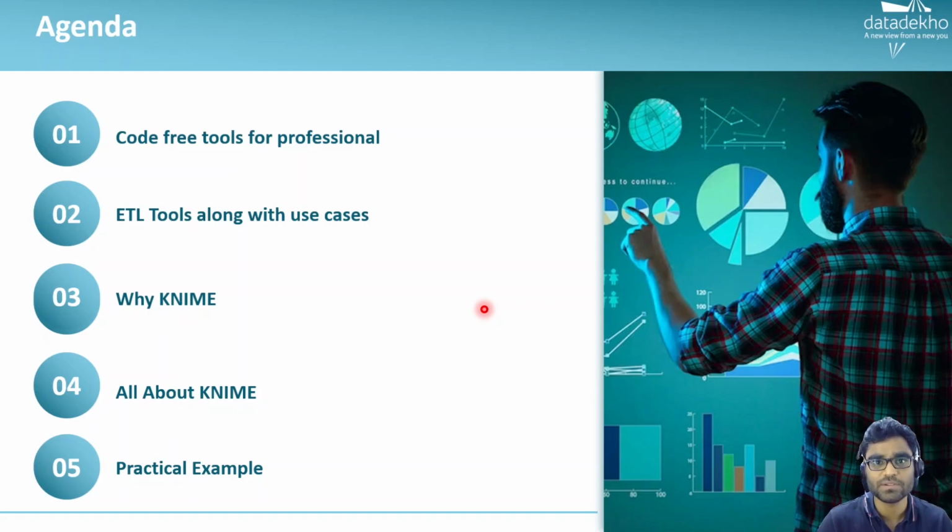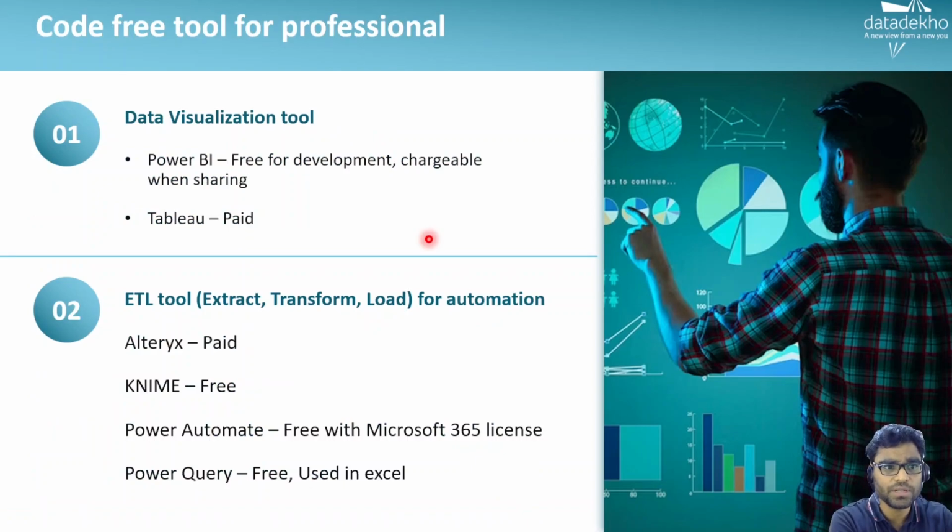ETL basically means extract, transform, load. Third one is why KNIME, why should we use KNIME. Fourth, we will cover each and every aspect of KNIME. And fifth is the practical example. So we will just look into the interface and then we will go through it. So the agenda is clear, right? Now moving to the next part, which is code-free tools for professionals.